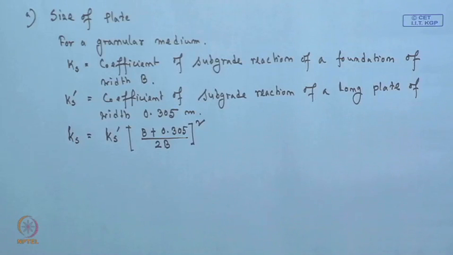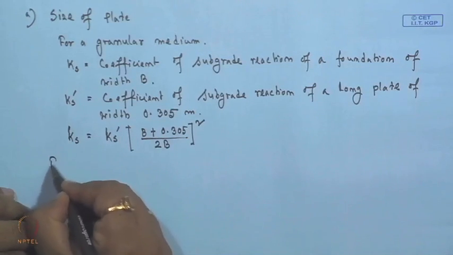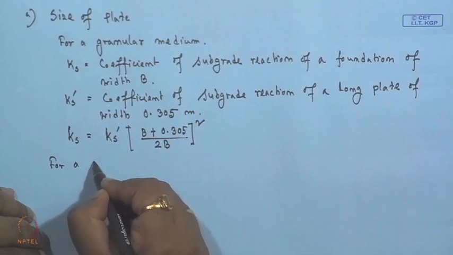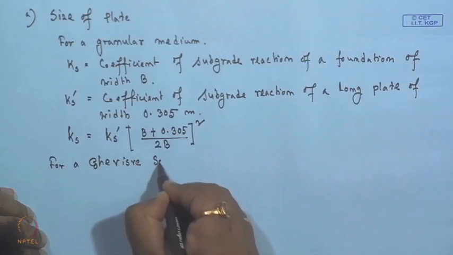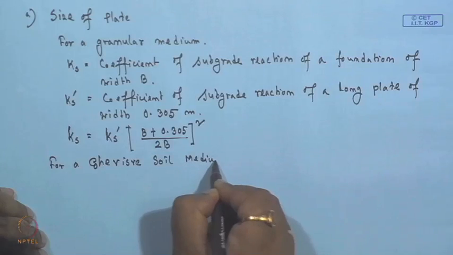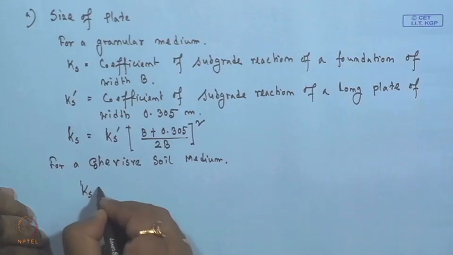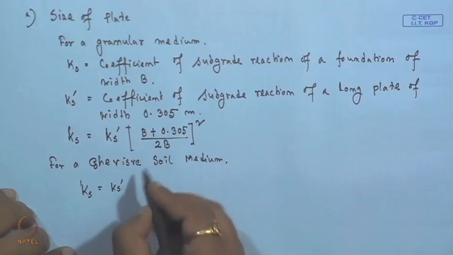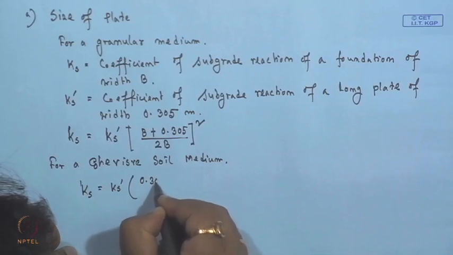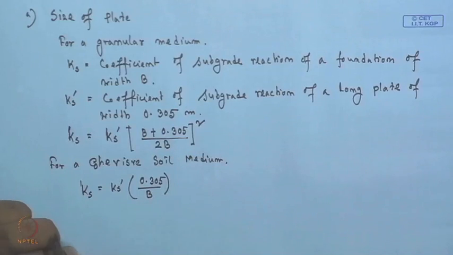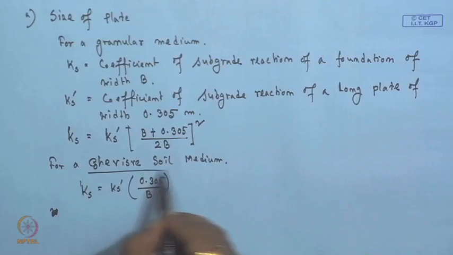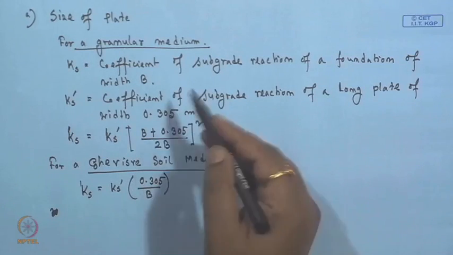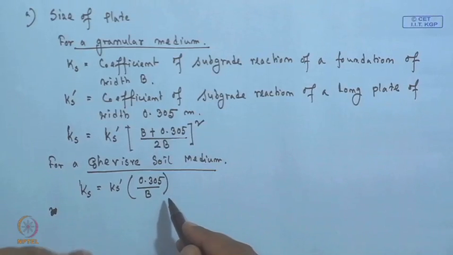Now, similarly, for clay soil, that is cohesive soil medium, we will get a similar type of correlation. There also we will get K S equal to K S dash into 0.305 divided by B. So, this is for cohesive soil and the other is for granular soil. We will get these two types of relation, relating the plate load test and the actual foundation.